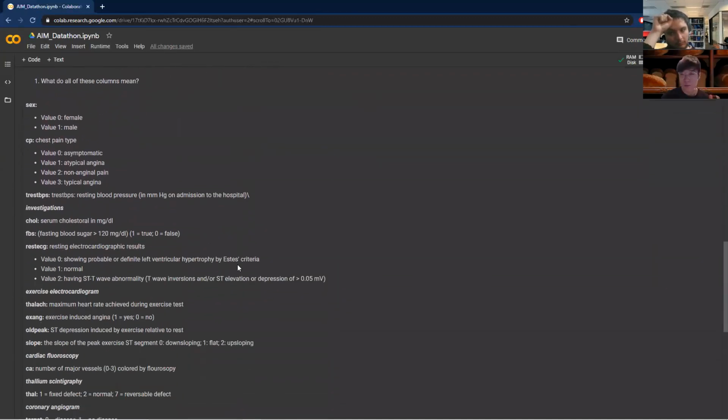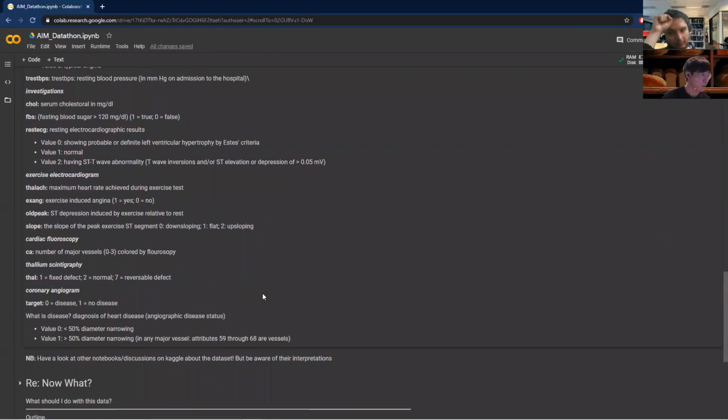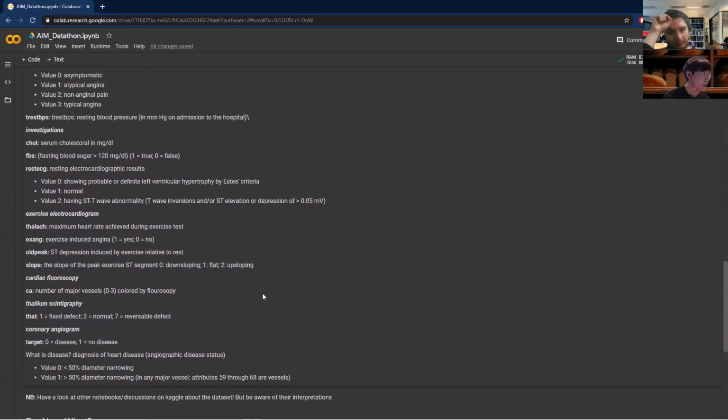I'm sorry if I went a bit fast for that, but I have recorded this, and I'll try and make this notebook available for you to look through later as well. But that's basically a brief overview of each of the attributes.